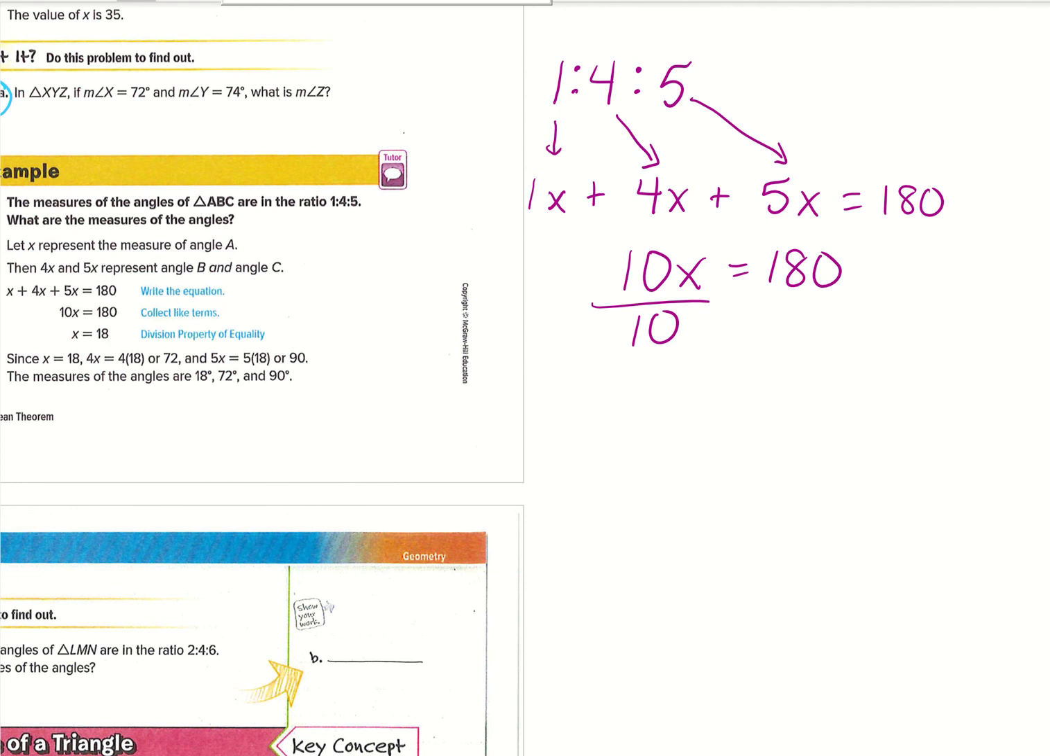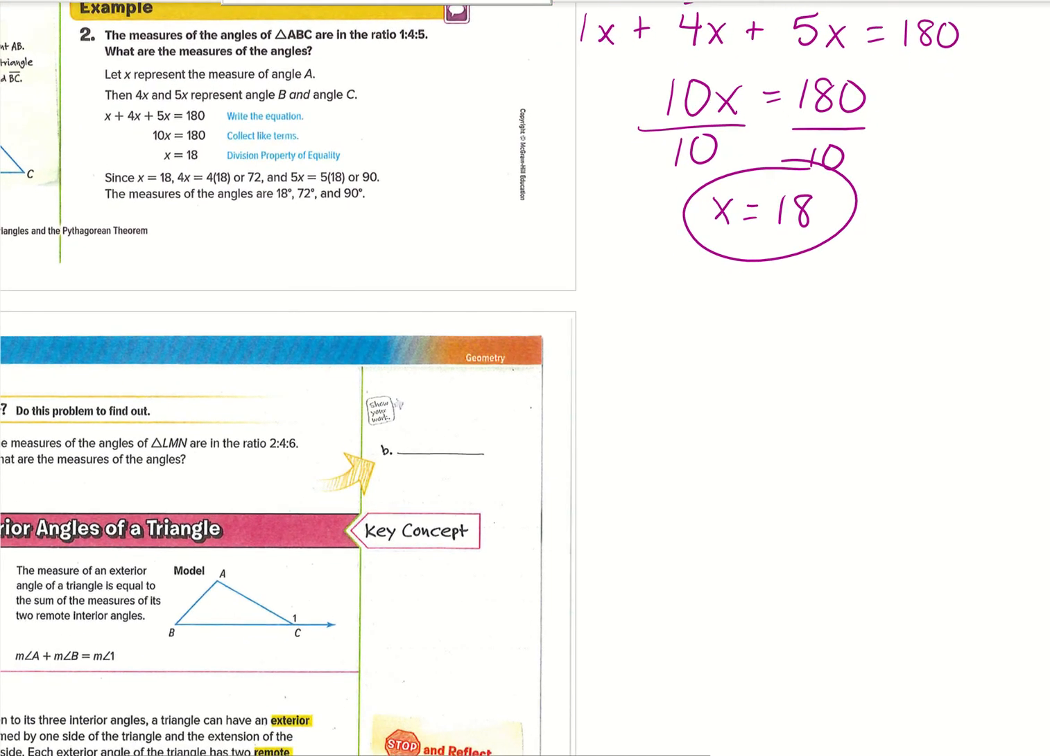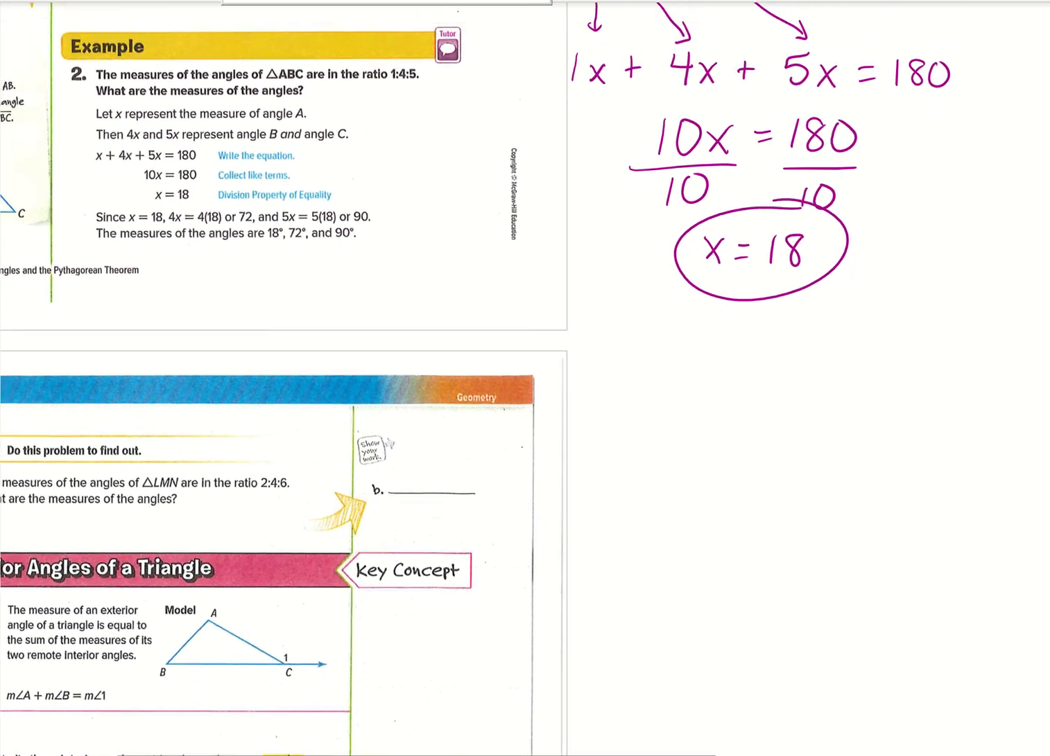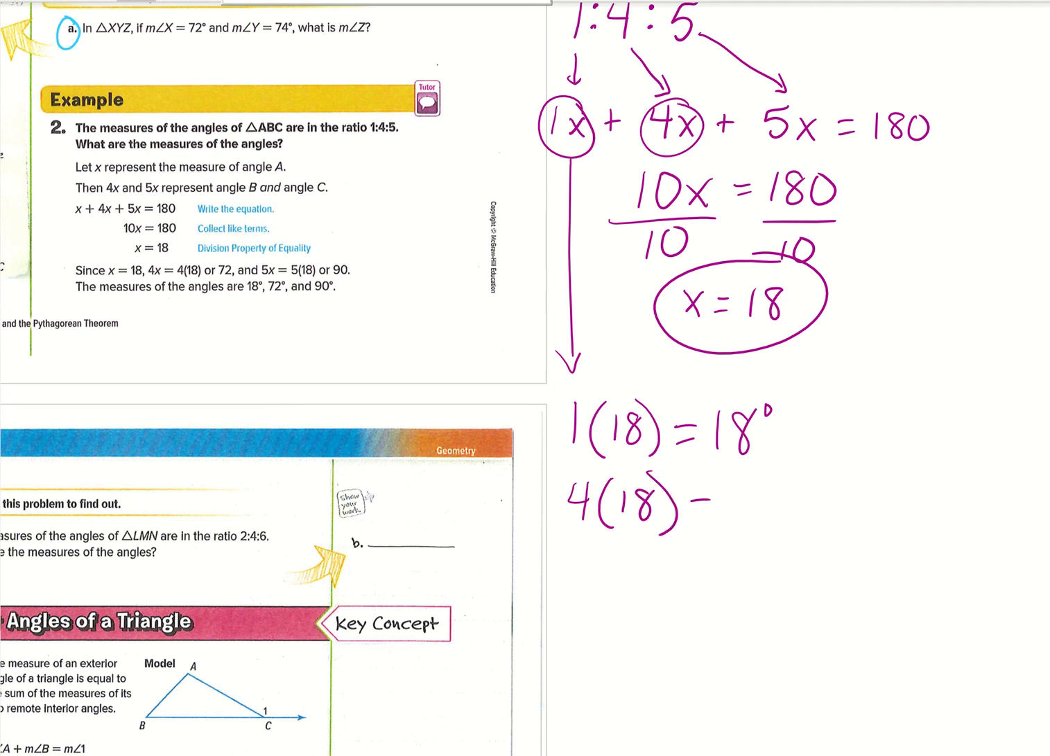Divide both sides by 10. We get x equals 18. All right, and then we can plug in for each angle. So we know that this angle, the x right here, we can just plug in that 18. So we have one angle that's 18 degrees. The 4x we can plug in as well. So we have 4 times 18. That'll give us 72 degrees.